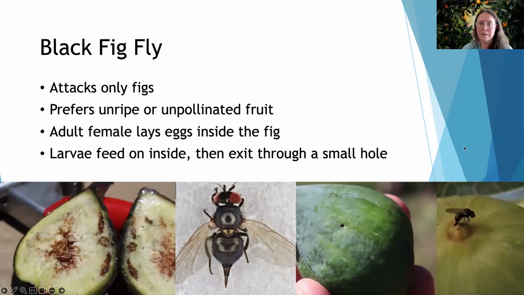Black fig fly larvae feed on the inside of figs, causing damage that can lead to premature fruit drop. As the larvae mature, they exit the fig through a small hole on the fruit, which you can see in this second photo from the right here.